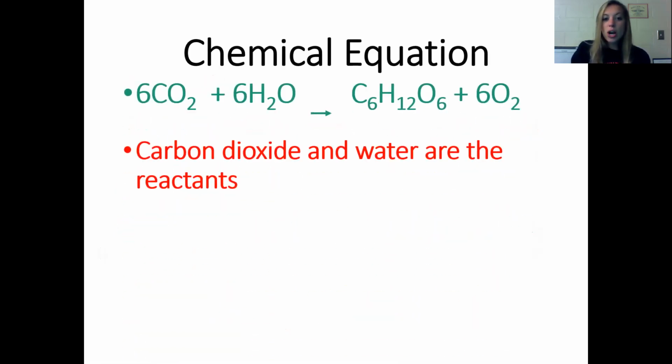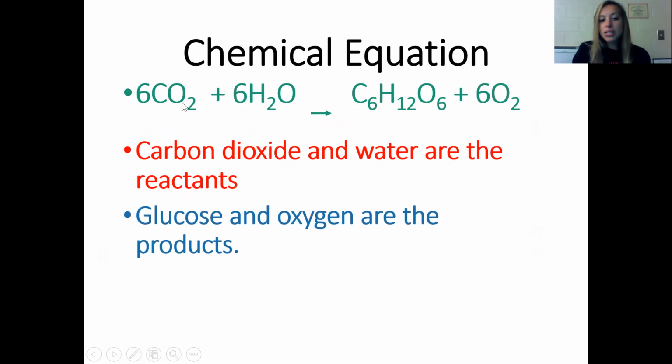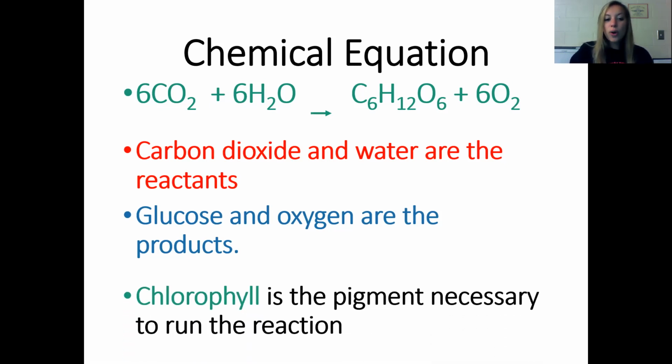All right, so carbon dioxide and water are the reactants. Reactants are always on the left side. And glucose and oxygen are the products. Products are on the right side of the equation. So if I ever said, what are the two reactants in this? You would know left side, okay, carbon dioxide and water. Products, glucose and oxygen. And chlorophyll is the necessary pigment that is required to run this reaction.